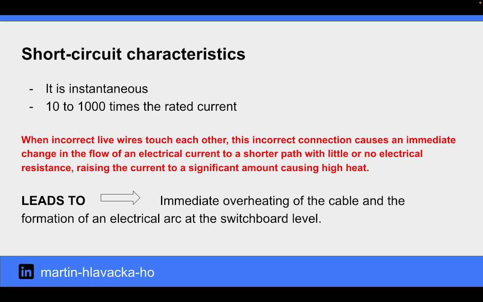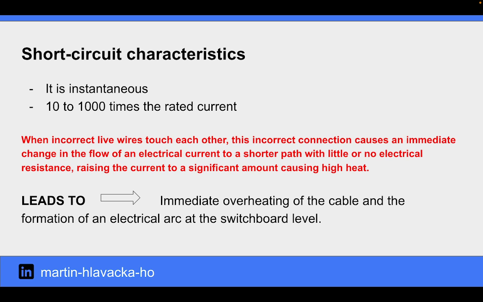Some of you may still be wondering, Martin, okay, I heard the definition of short circuit, I know the characteristics, but what exactly happens during the short circuit? I will explain to you now. When incorrect live wires touch each other, this incorrect connection causes an immediate change in the flow of an electrical current to a shorter path with little or no electrical resistance, raising the current to a significant amount, causing high heat that leads to immediate overheating of the cable and the formation of an electrical arc at the switchboard level.